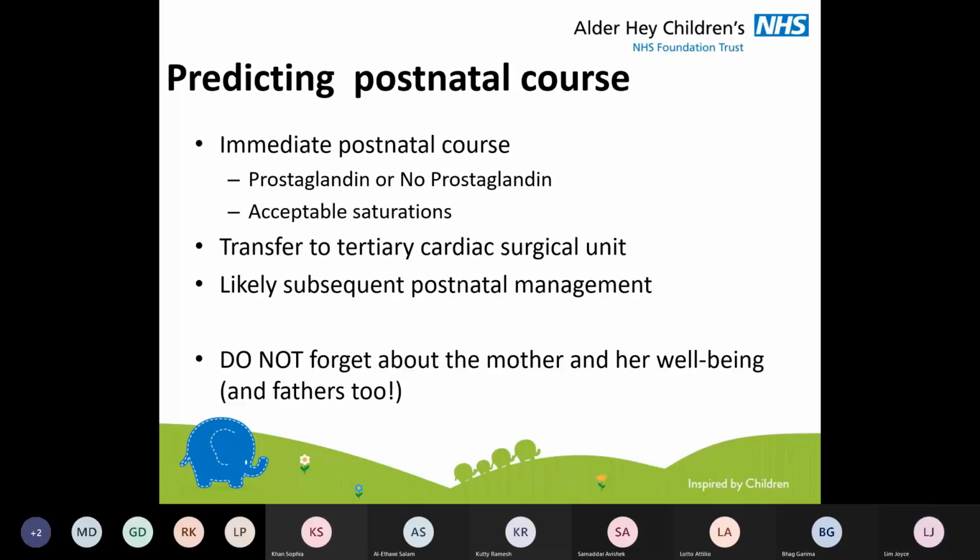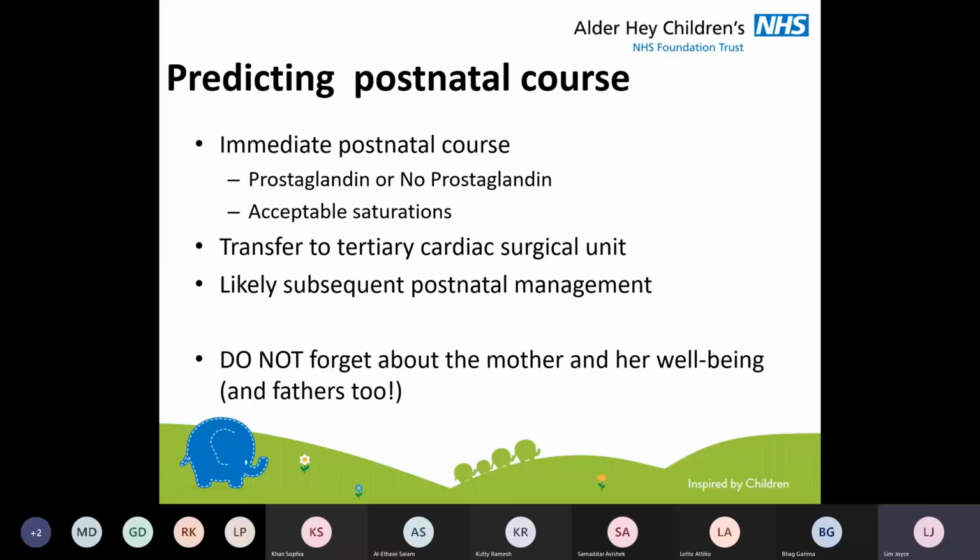And lastly, we tell them, do we need prostin or do we not? What the acceptable saturations are, should they keep them at the local hospital and then discuss with us, should we get them to do a local scan before they come to us or not? And how do we view the scans if they do that locally? And what the postnatal course will be like.